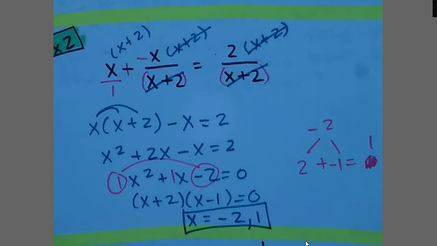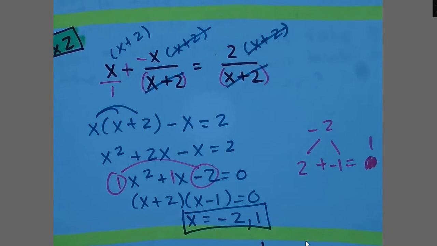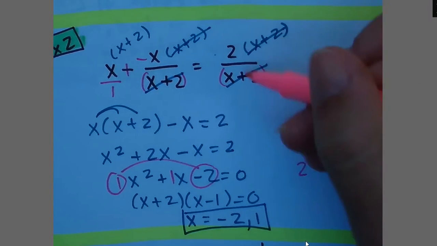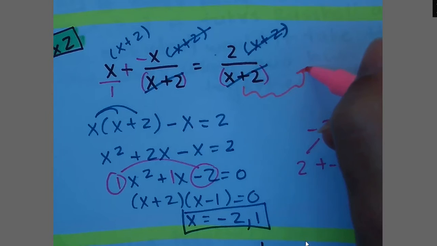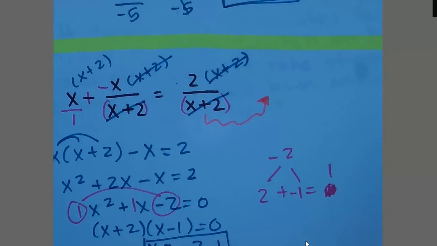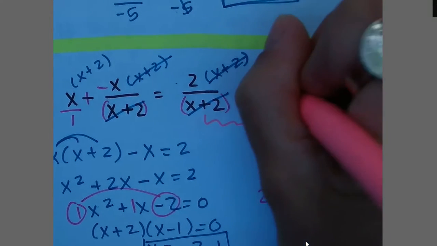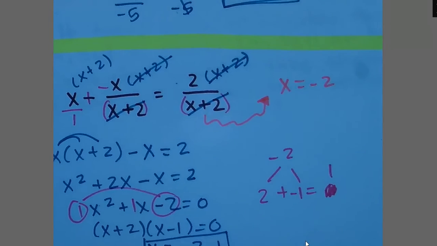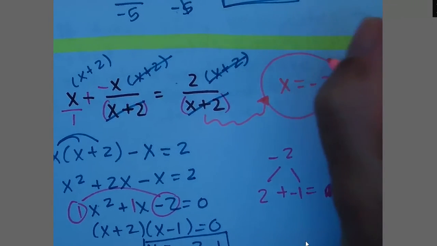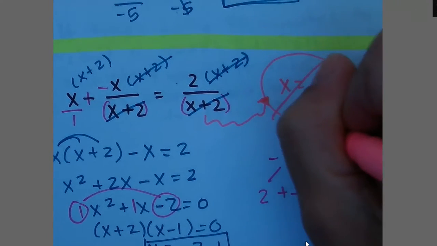Now, before you move on, let us look and see what would be an extraneous solution. New vocabulary, woohoo! Extraneous solutions are what make the denominator 0 at any point in your problem. So look up here. What would make this denominator 0? The only thing that would make this equal to 0 is negative 2 plus 2, which would give you 0. So if x equals negative 2 is an answer, I need to reject that, because it is extraneous.